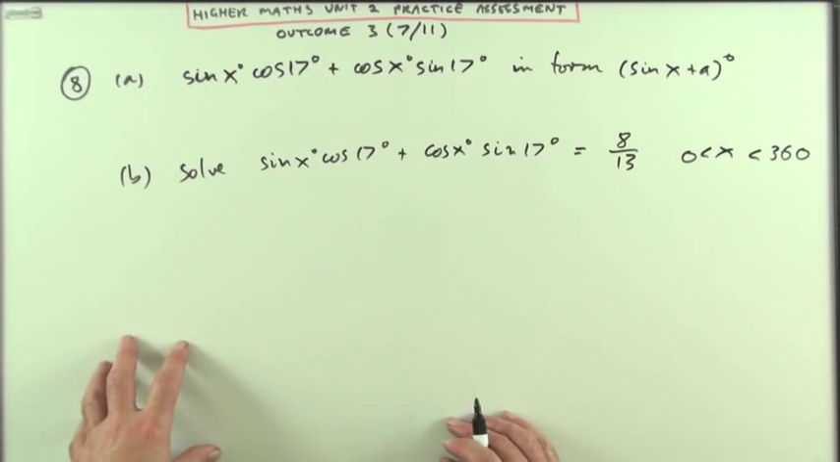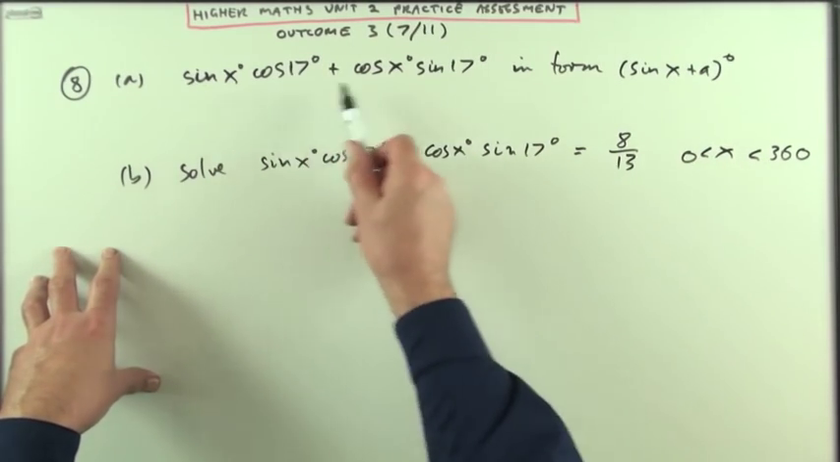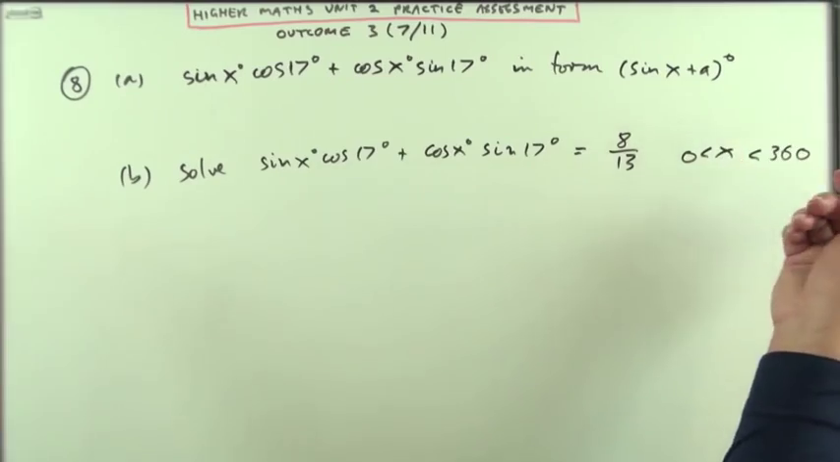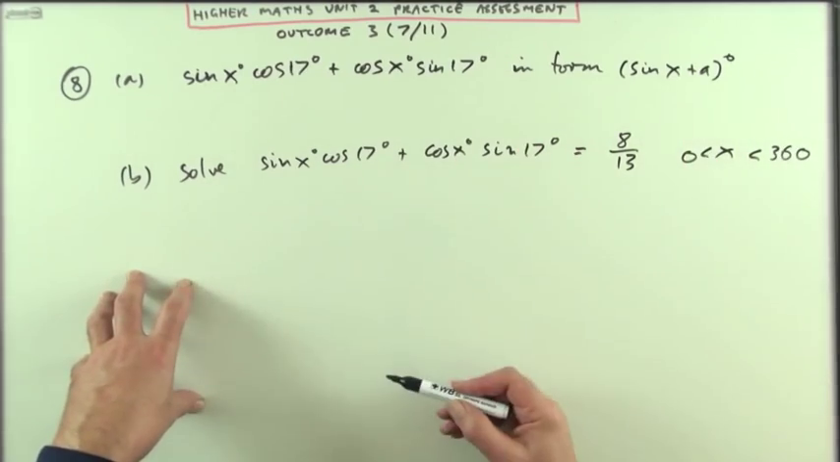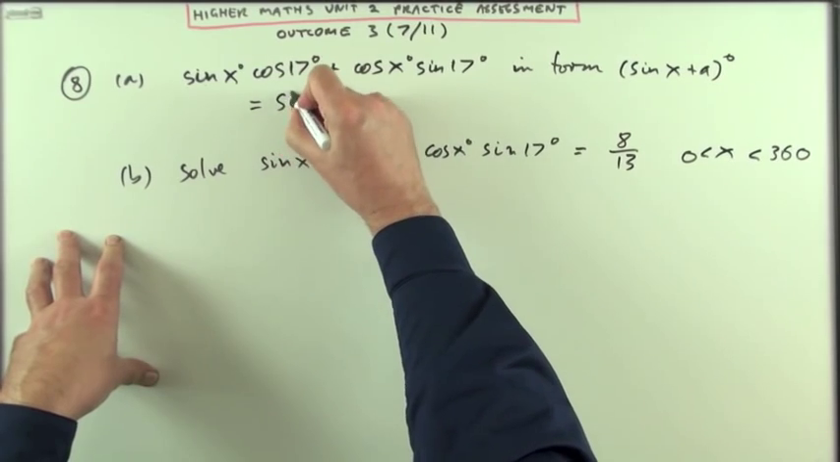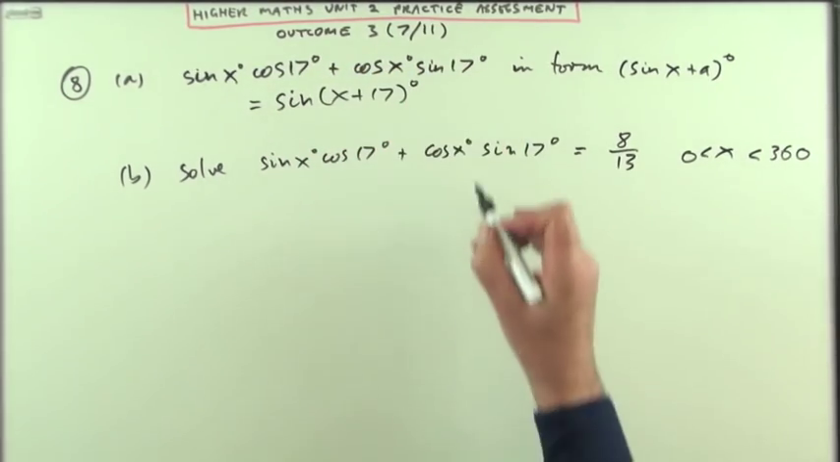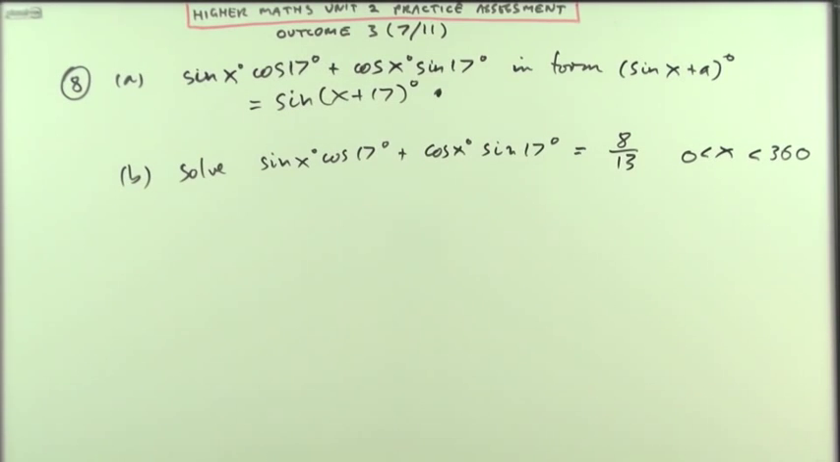So number 8 then, for 5 marks. First part, write this in this form, so it's already been done for you. All you have to say is, well, that A must be that 17. So just write that down with a 17. There's a mark for you. That's fairly easy. Sine of x plus 17 degrees. There's the first mark.